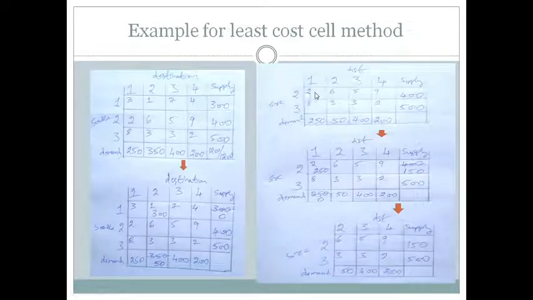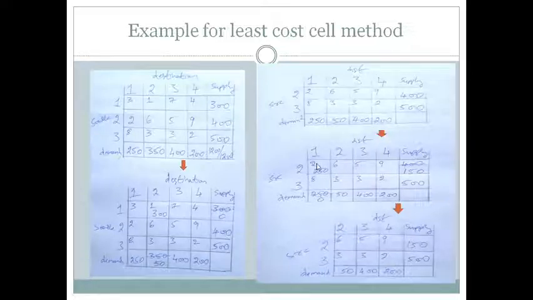The first row is completely deleted, so we are left with 2 rows and 4 columns. And again I do a similar comparison. I find a cell with the least cost. In this case I have 2 cells with the same cost, so I can choose any cell. There is no particular procedure to choose a particular cell here. So I'm going to take the first one anyway.